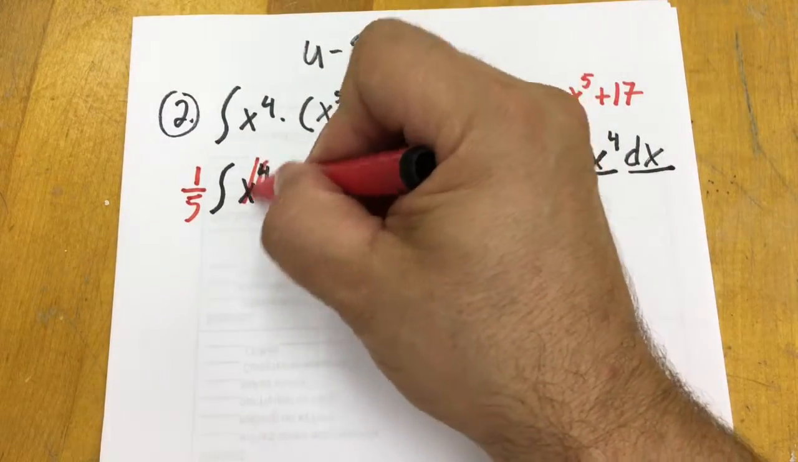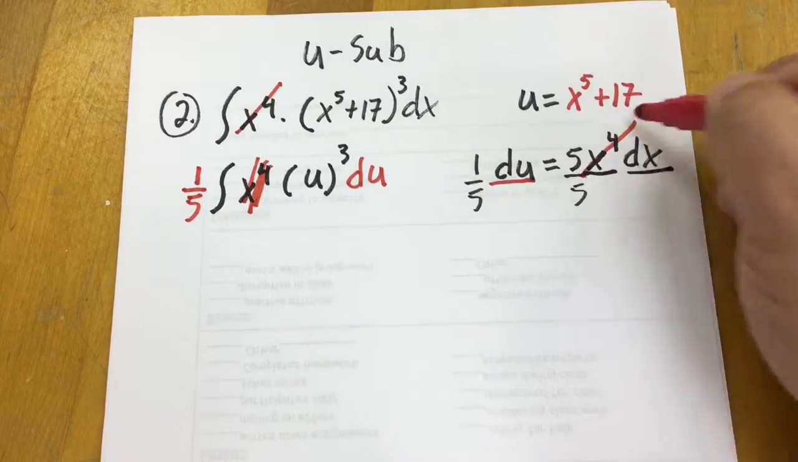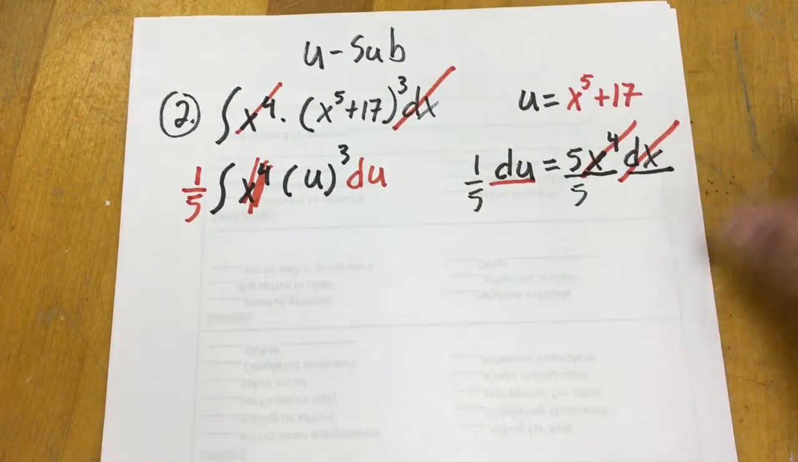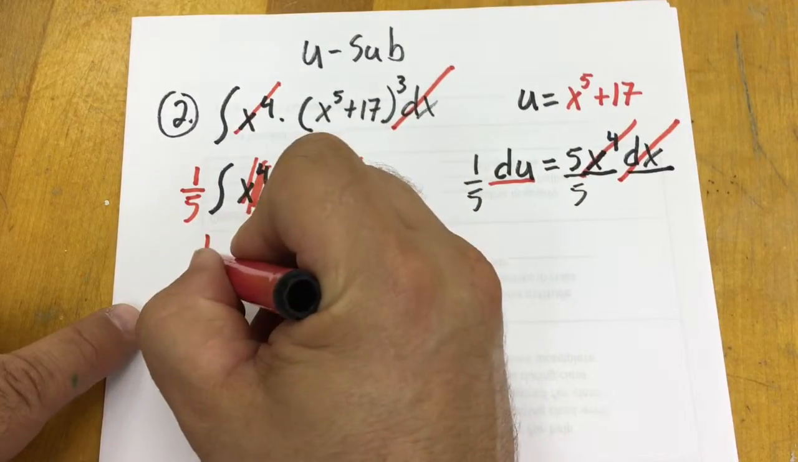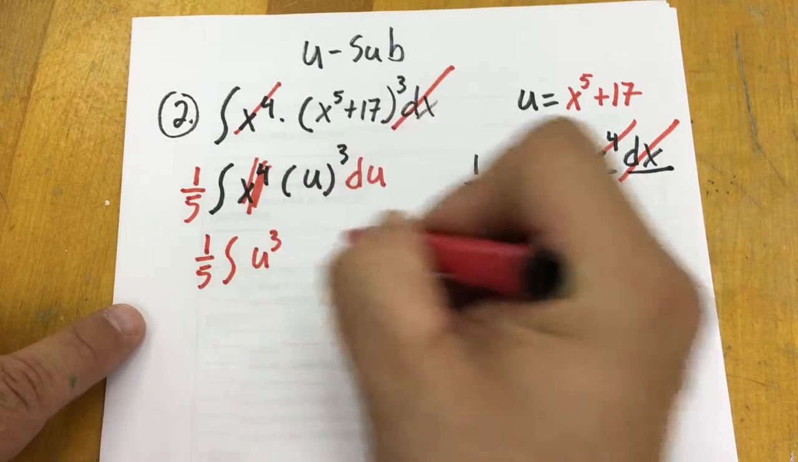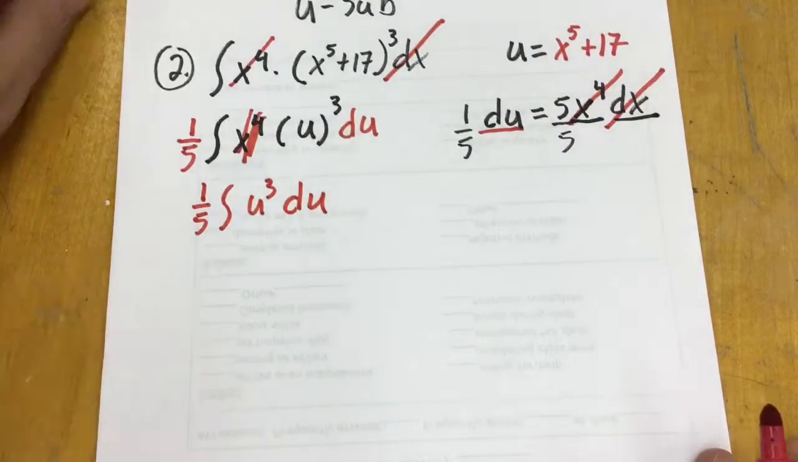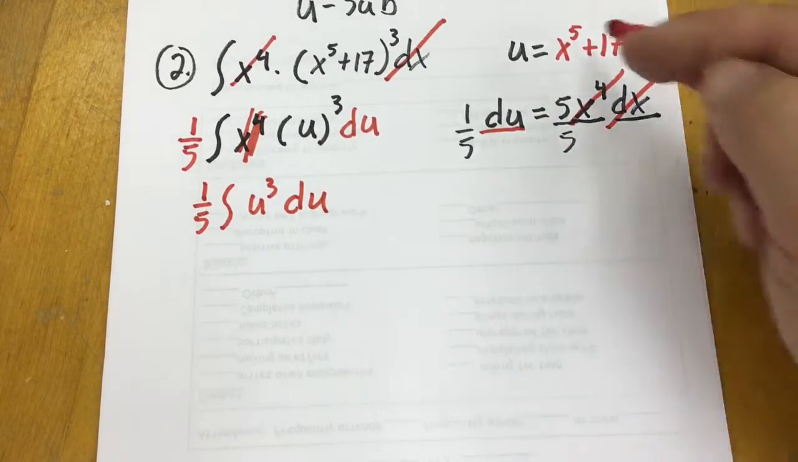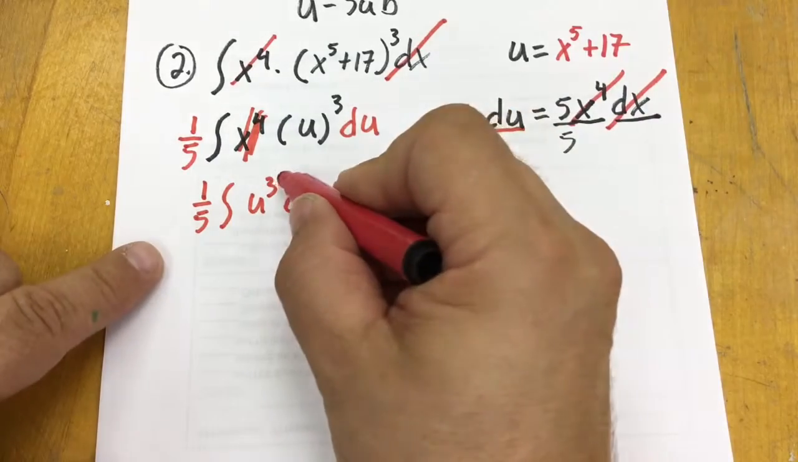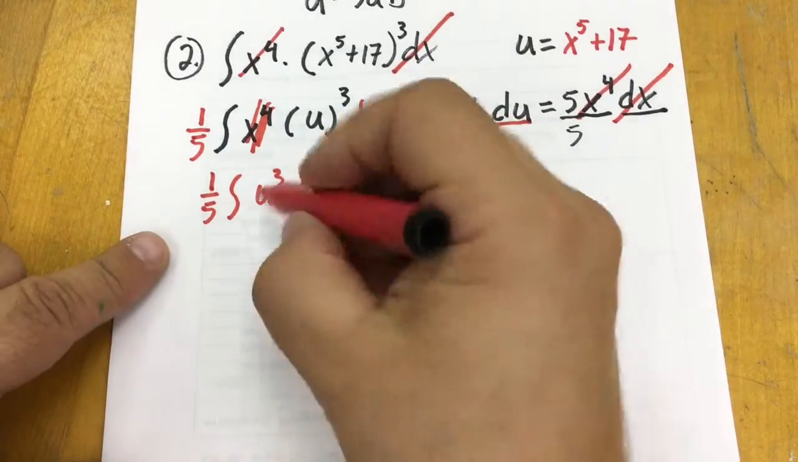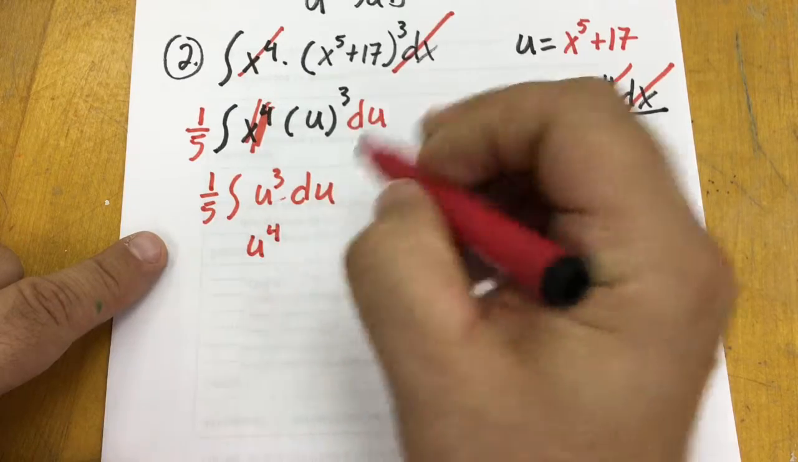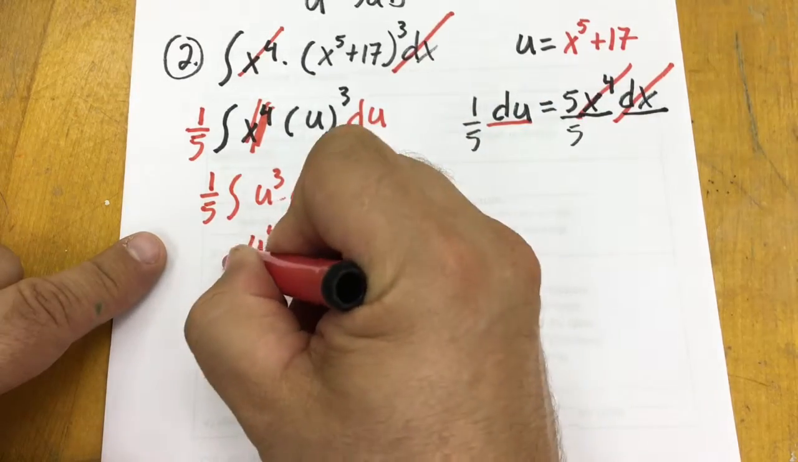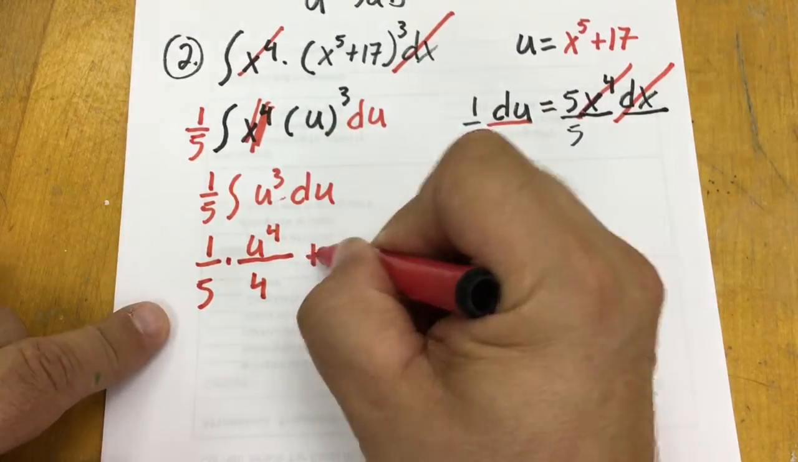And I don't really need that x to the fourth. It was canceled out with the dx there. So that just leaves me 1/5 of the integral of u cubed du. Now, I can find the antiderivative of that and then substitute that back in. Let's see, I add 1, so that gives me u to the fourth over 4, but I have to multiply this by 1/5 plus c.